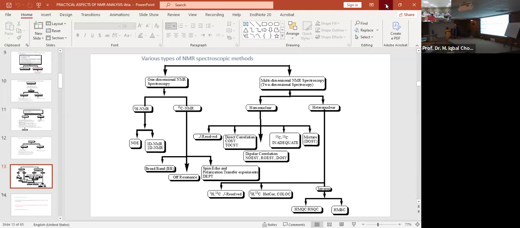And what you asked? So N14 has a spin quantum number 1. And the formula in the presentation of Dr. Iqbal, he showed 2I plus 1. So I is 1. So 2 multiplied by 1 plus 1 means 2 plus 1 means 3. So 3 states means -1, 0, plus 1. Okay?